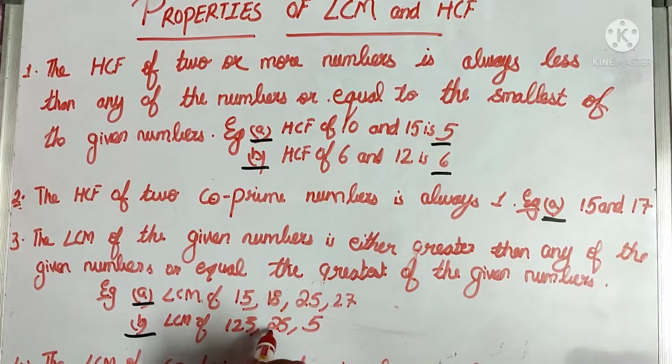See, 25 and 5 are factors of 125. In that case, what will be the LCM? The LCM will be the greatest of the given numbers. That is, its LCM will be equal to 125.